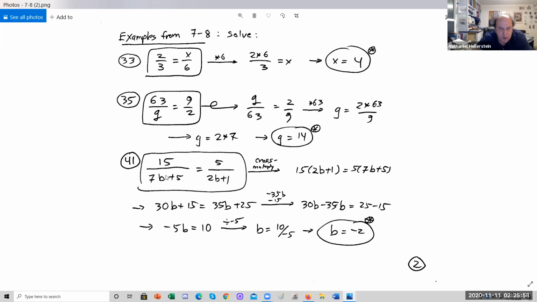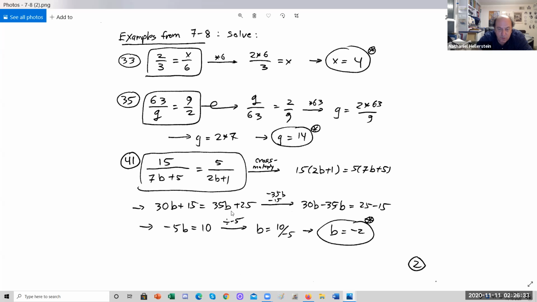Now here, 15 over 7b plus 5 equals 5 over 2b plus 1. Okay, for this, the best thing to do is to cross multiply, and that way get rid of all the fractions right away. So move the 7b plus 5 to the right, 2b plus 1 to the left. Get 15 times 2b plus 1 equals 5 times 7b plus 5. Now you do some distribution. Here, distributing the 15, you get 30b plus 15 equals. Here, distributing the 5, you get 35b plus 25.